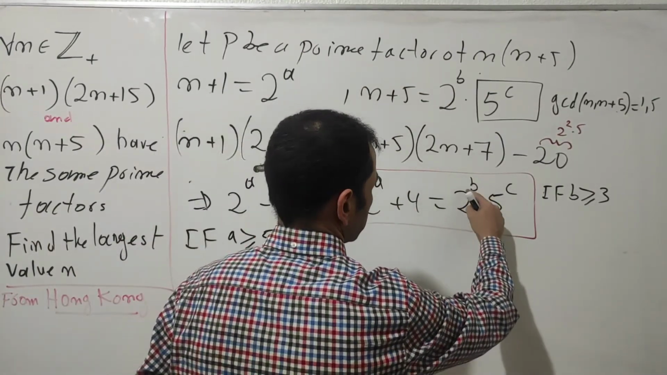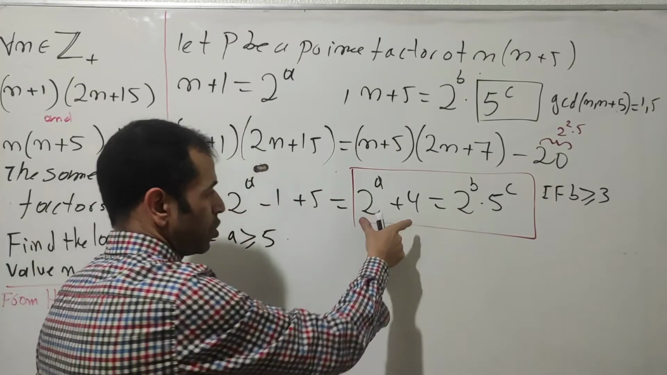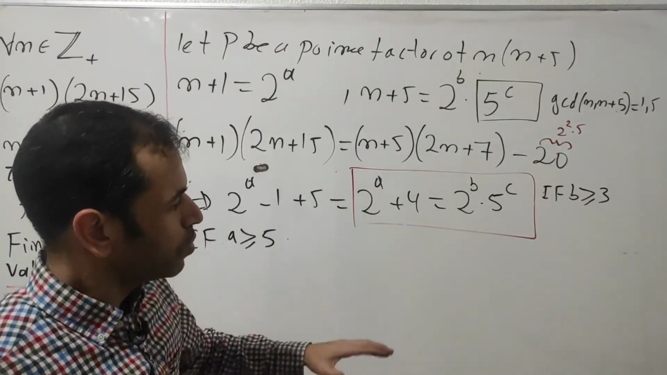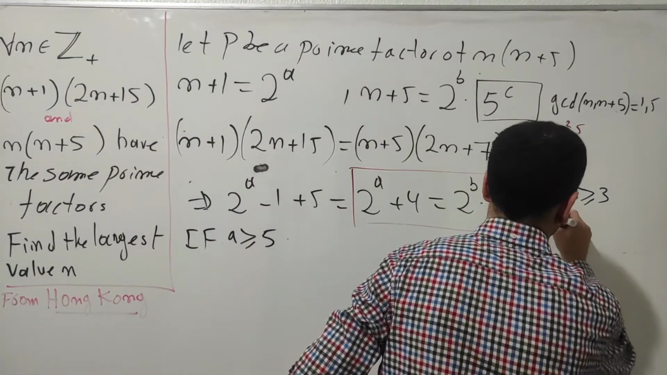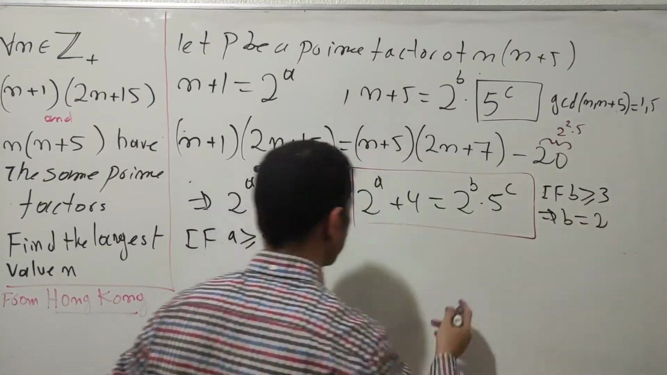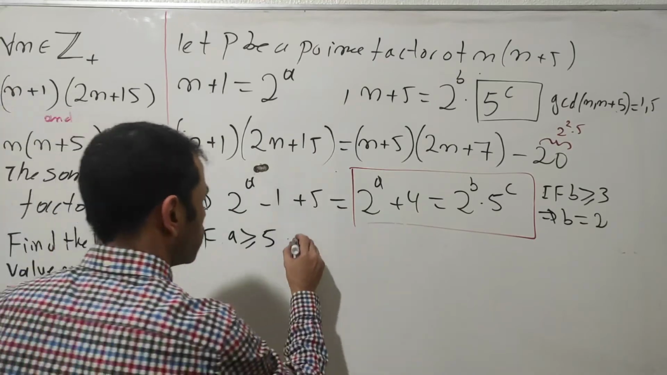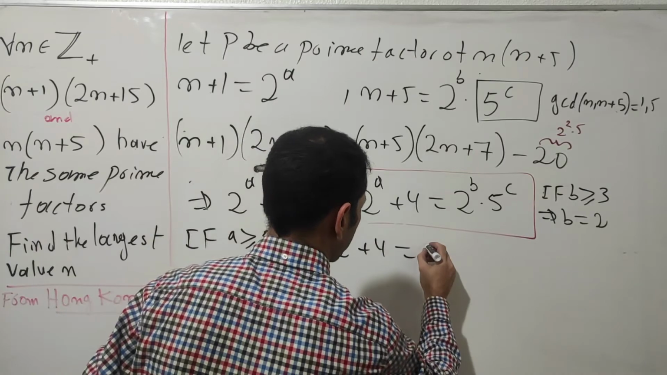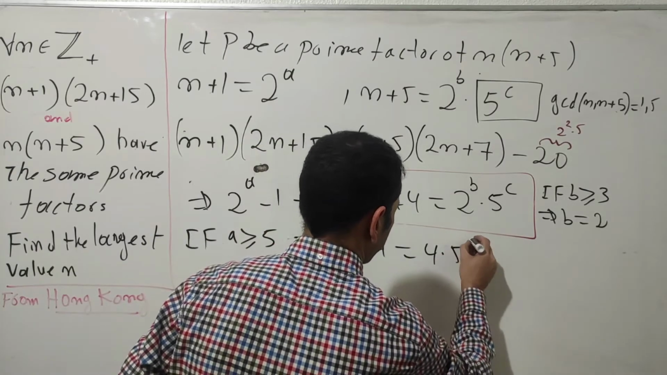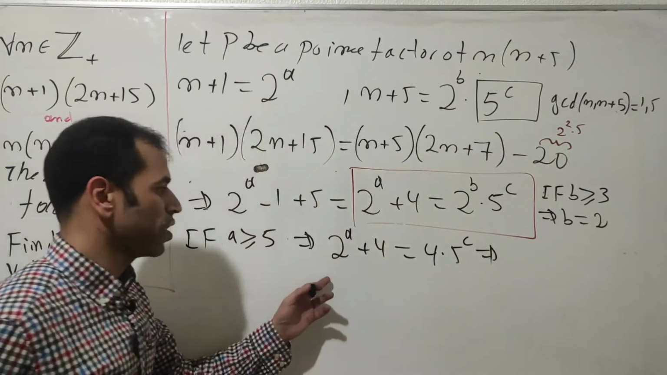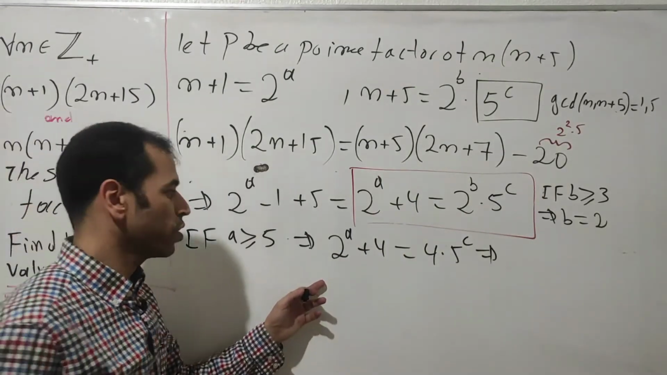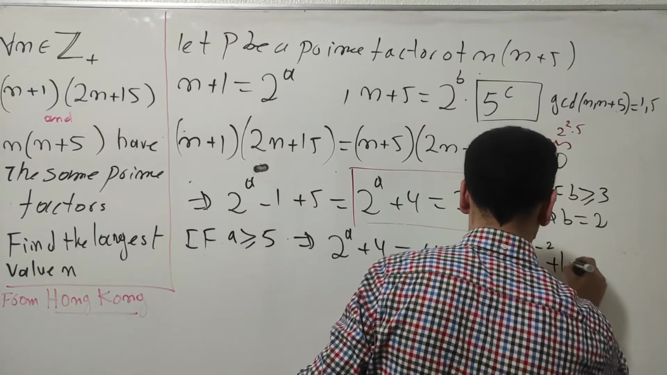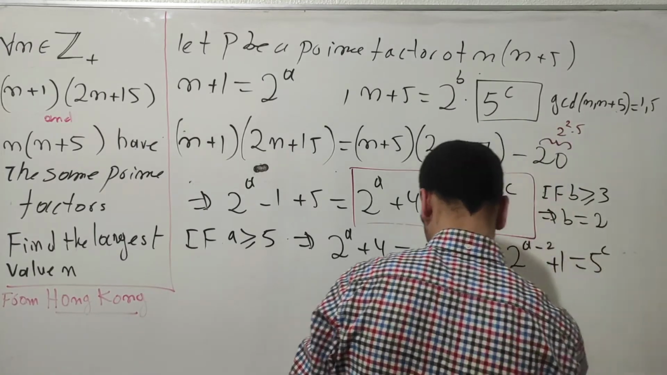B equals 2, I get 4 here. This one is a multiple of 4, whatever the value of a above this point. So this immediately tells us b must equal 2. Let's replace this value of 2 into here. So I get a new equation of 2 to the a plus 4, which equals 4 multiplied by 5 to the c. Let's divide both sides of the equation by the number 4. So I get 2 to the a minus 2 plus 1 equals 5 to the c.